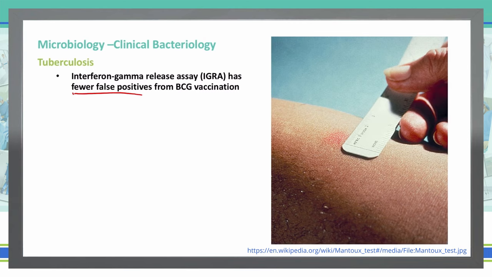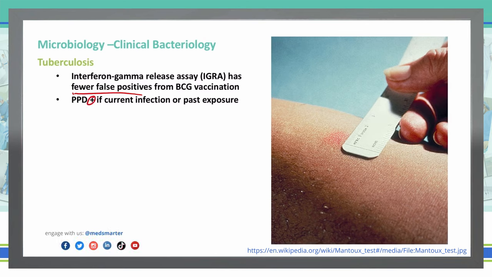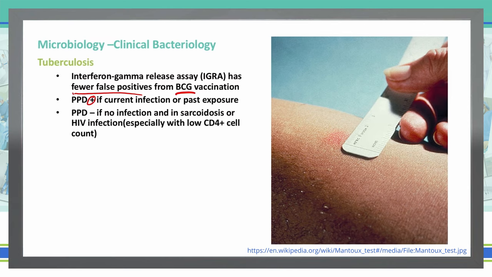But if we do have a patient that has the BCG vaccination, we'll know that if we give them a PPD test, they will likely show up positive. So the PPD test is positive only if there is a current infection, past exposure, or like I said, the cases where there is a BCG vaccination. Oftentimes, you will have a PPD test that will return a negative result if there's no infection, or patients that have sarcoidosis or HIV infections. And specifically with that HIV infection, it's because we have our low CD4 count, so we're not going to see that response to the PPD test.